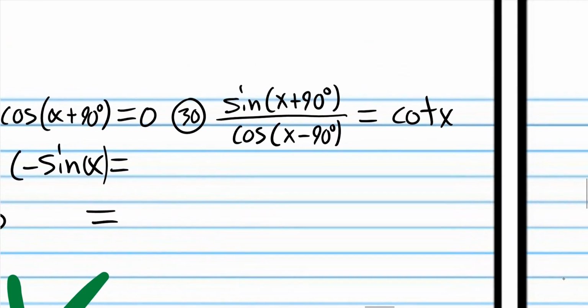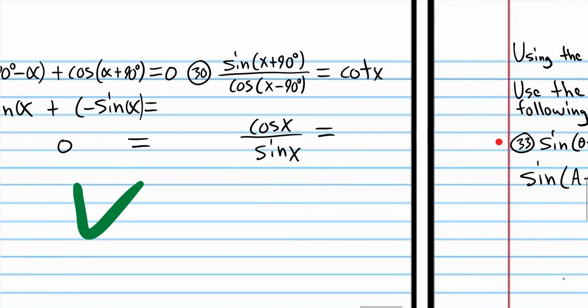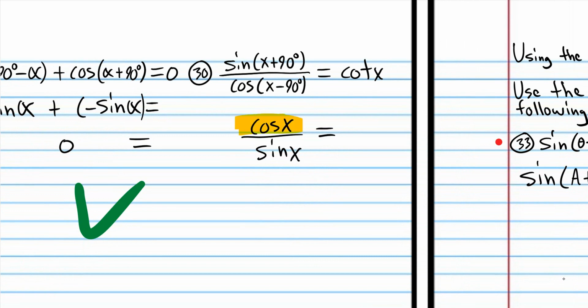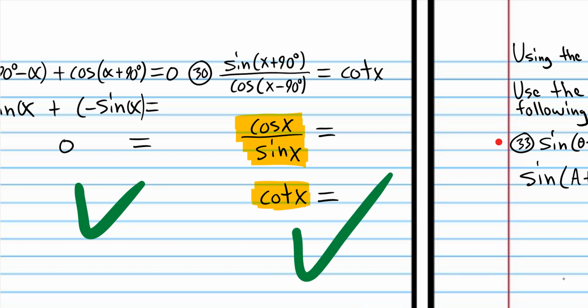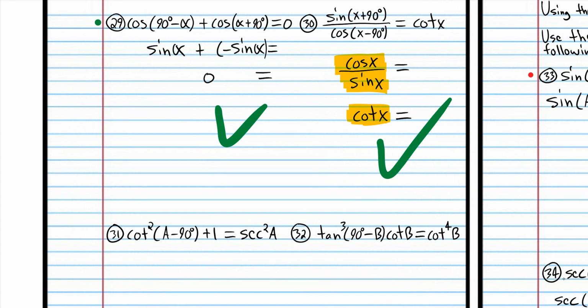Okay, we're back. Sine x plus 90 is cosine x, and cosine x minus 90 is sine x. And now we can use a ratio identity, of course, and we get cotangent x. So if you got that one right, perfect. Go ahead and try number 31. When you come back, we'll do it together.